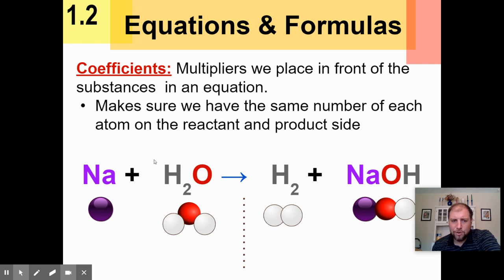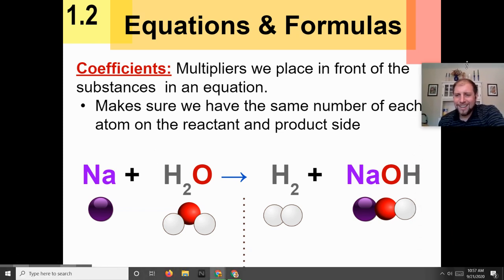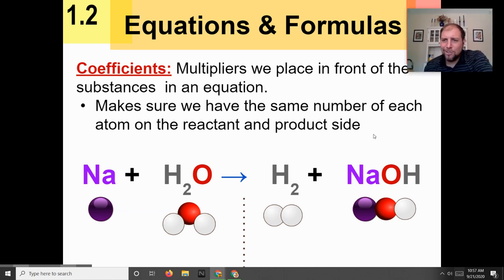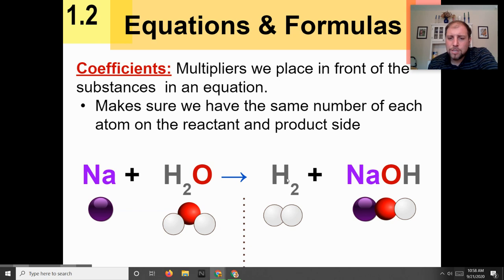So what this means is that in chemistry, we add multipliers in front of the substances in a chemical equation. For example, here is that sodium and water reaction. Let's take a look. We start out with sodium, so let's take a single sodium atom. I represent it as purple, and an H2O, which is made up of an oxygen and two hydrogens. Those react and they produce hydrogen gas and sodium hydroxide.